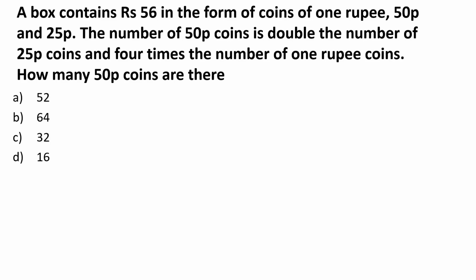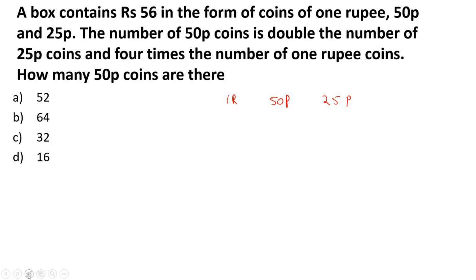In a box, there are 56 rupees in total in the denominations of 1 rupee, 50 paisa and 25 paisa. And another condition was given that the number of 50 paisa coins is double the number of 25 paisa coins and 4 times the number of 1 rupee coins, and we need to find how many 50 paisa coins are there. There are 3 denominations, that is 1 rupee, 50 paisa and 25 paisa.